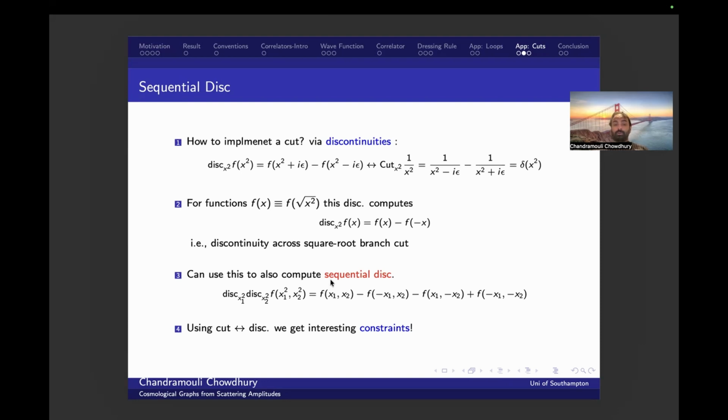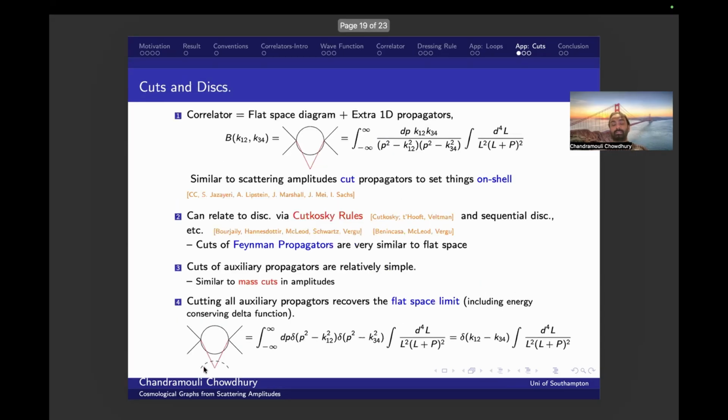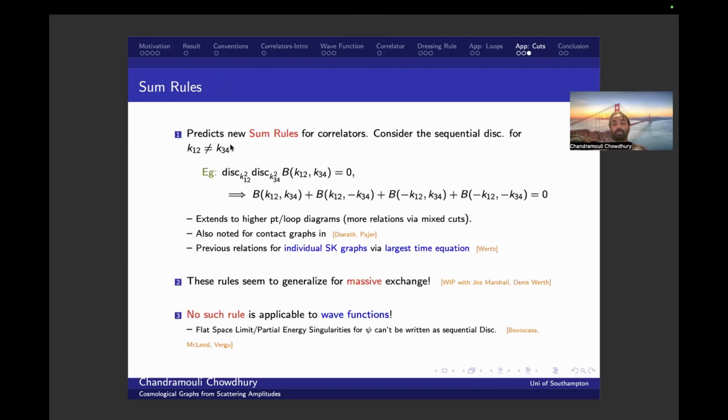Now you can repeat this for functions of multiple variables, and if you do this for functions of two variables, you simply get an expression with two different sign flips and this linear combination. Now, by relating this discontinuity to the cut, you get some interesting constraints. Because what we saw in the previous slide is that taking a double discontinuity essentially gives you a delta function, which simply means that away from the point k12 equal to k34, this thing simply vanishes. And from the expression in the previous slide, we saw this being related to a sum of four sign flips, and hence we get some expression which tells you that this linear combination must be zero. And this can be extended to any arbitrary points in loops, which is pretty cool.